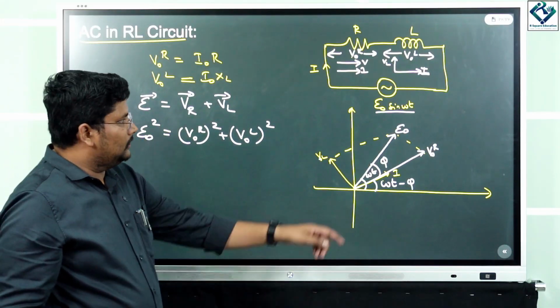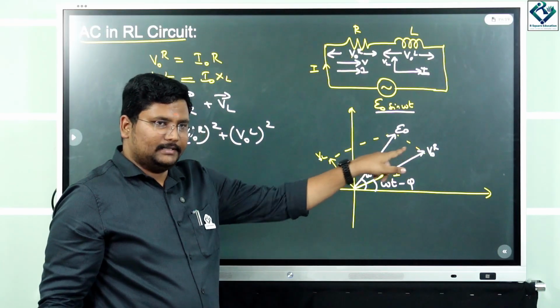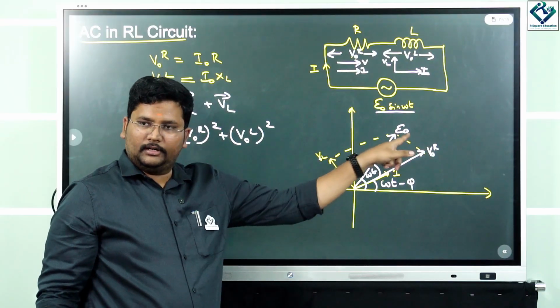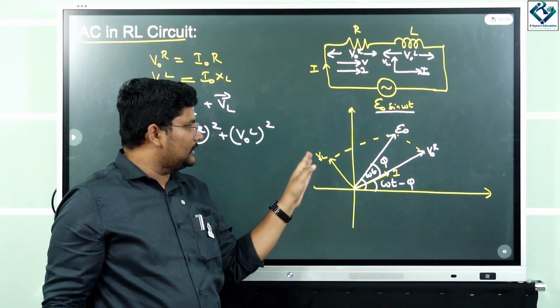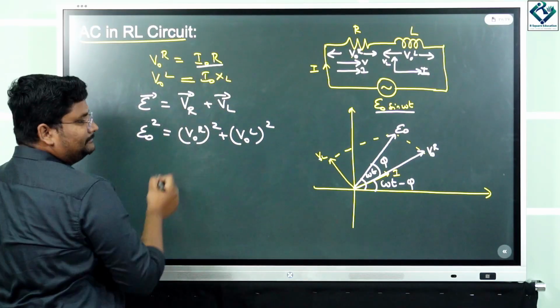Correct? Hypotenuse square is equal to adjacent square plus opposite square. Adjacent square is V naught R and this is going to be opposite, right? They both are going to be parallel. So can I take this as V naught L the whole square? Yes? Okay.